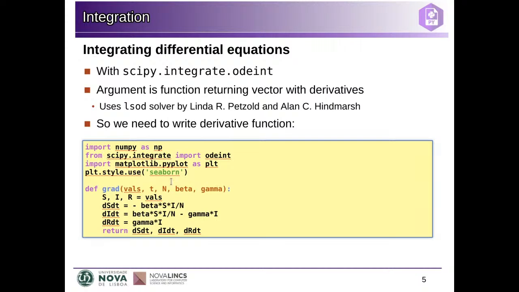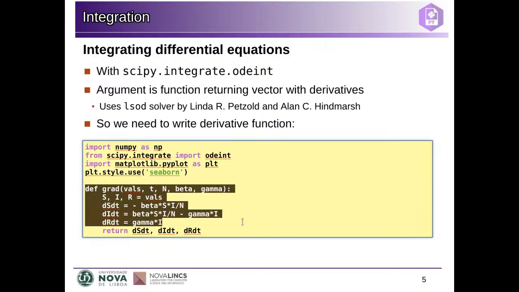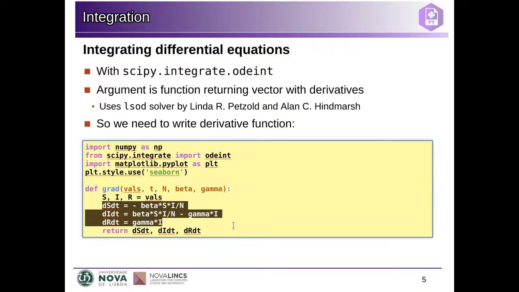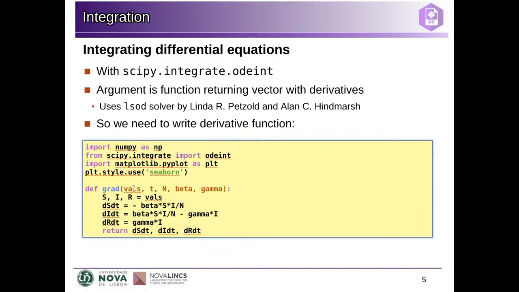And now what we need to do is to write the function that will receive the values at time t and gives us the derivatives at time t. So the values will be these, the SIR values at time t. It also receives the time and additional arguments that we want to give it. In this case, we don't need the time itself, we only need the values. And now we write the derivatives as a function of the values at time t.